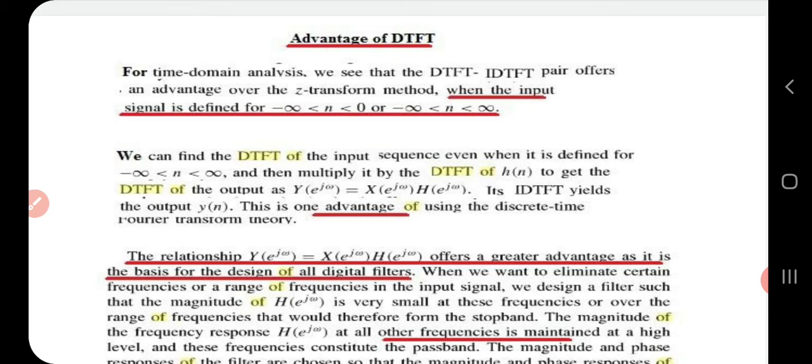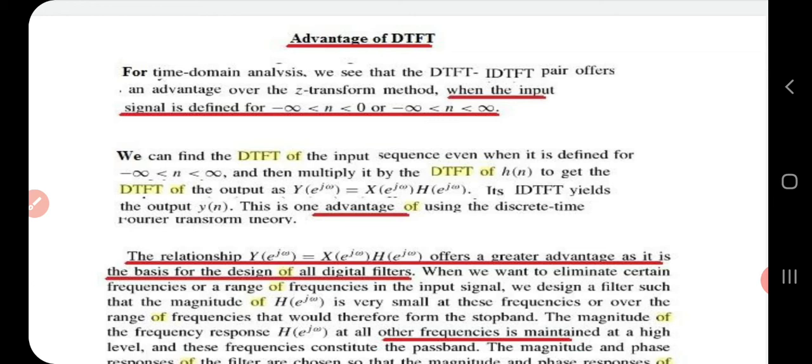First of all, suppose you have an input signal defined for the range n from minus infinity to plus infinity. Then we multiply that particular sequence's DTFT by the DTFT of h of n to get the DTFT of the output y. Okay, h of n is actually the impulse response, which I have already told you in class 3, in the topic on discrete frequency spectrum and frequency range. Please refer to class 3. So that output will be Y of e raised to j omega equal to X of e raised to j omega times H of e raised to j omega.